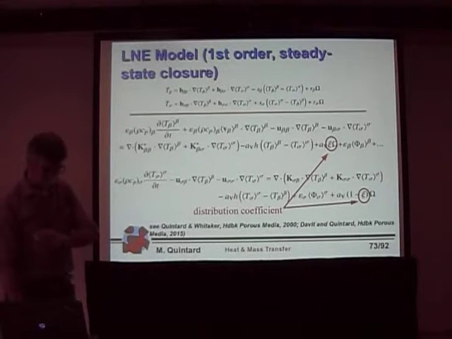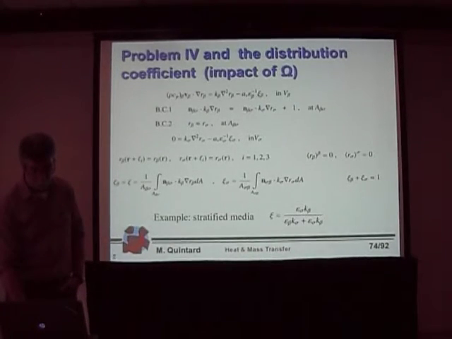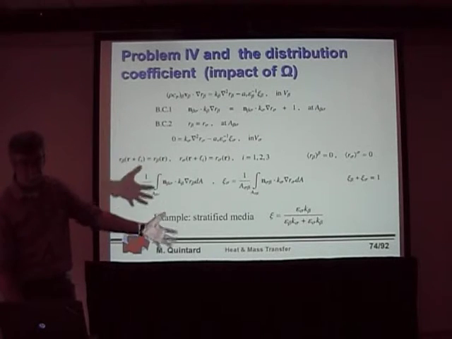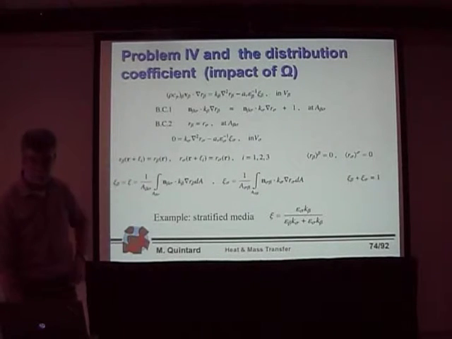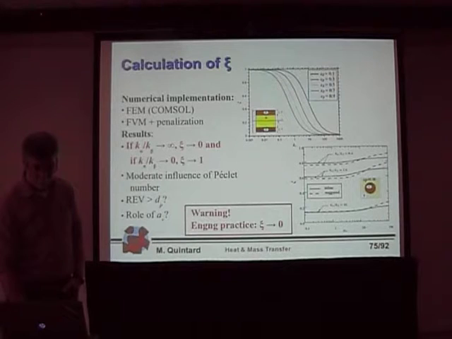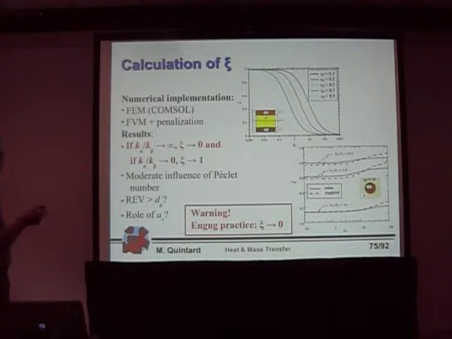That's the main feature of the system, and I have just time to finish that. So there is a problem for this distribution coefficient. I don't want to go into many details. So let us look at this distribution coefficient.